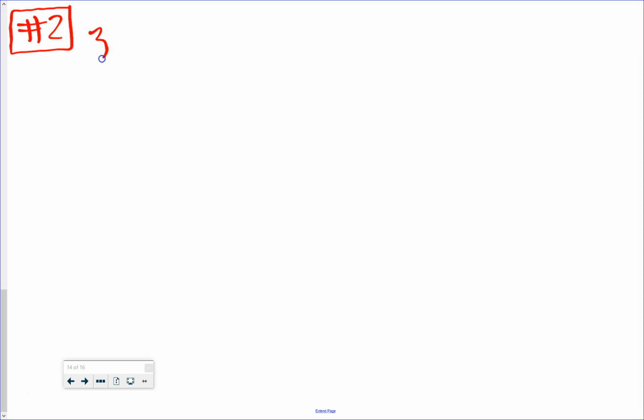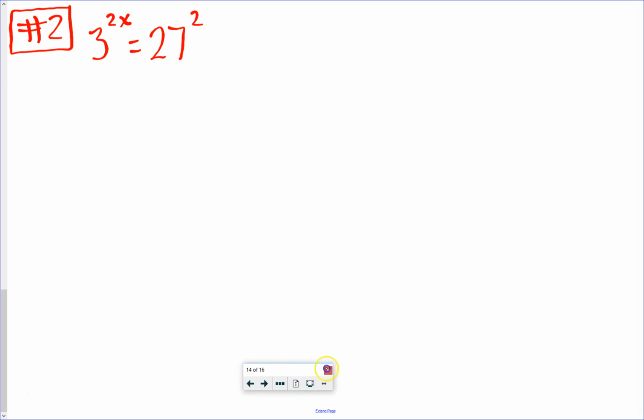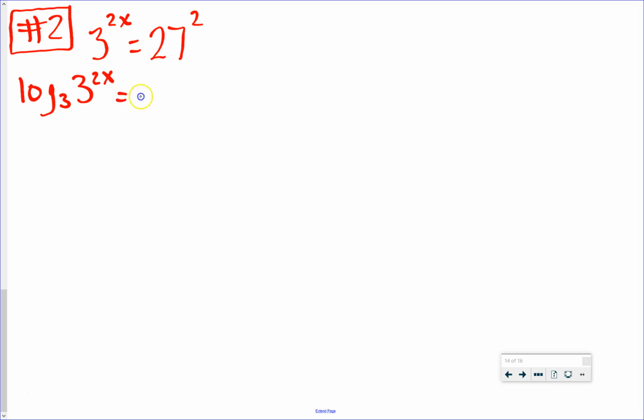So we have 3 raised to the 2x is equal to 27 squared, right? That is number 2. I see 2 bases, I see 2 exponents. What log are we going to bring in? Log base 3. Why is it log base 3? Because it's the front, not because it has the x in the exponent. All right, so I'm going to do log base 3 to both sides. My 3's do cancel to leave me with 2x.